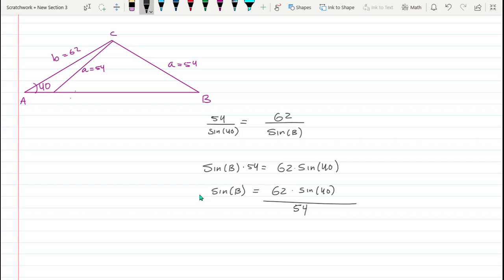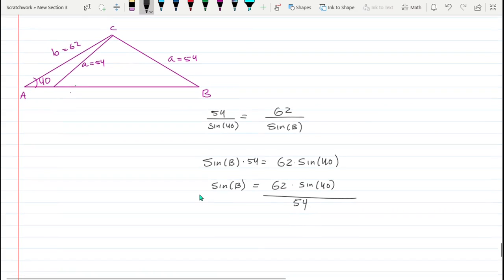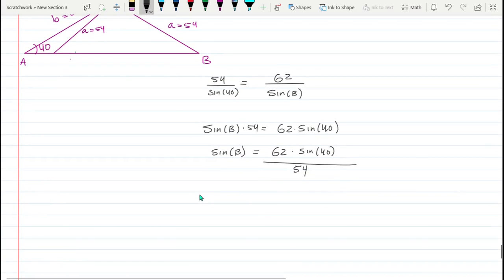Here is where we do the sine inverse on our calculators, and we get the following.